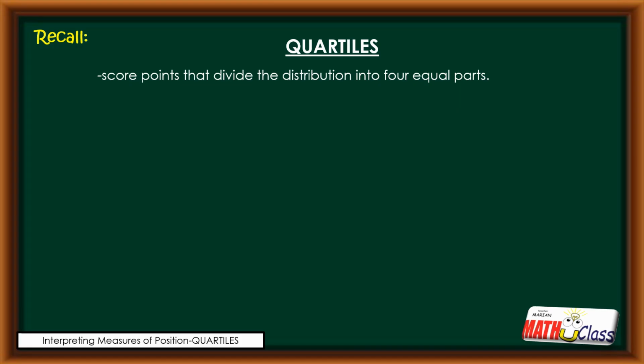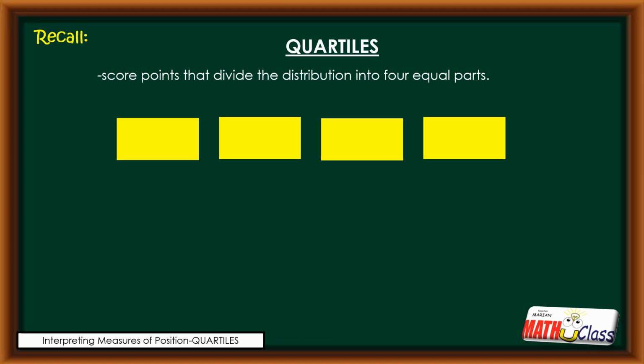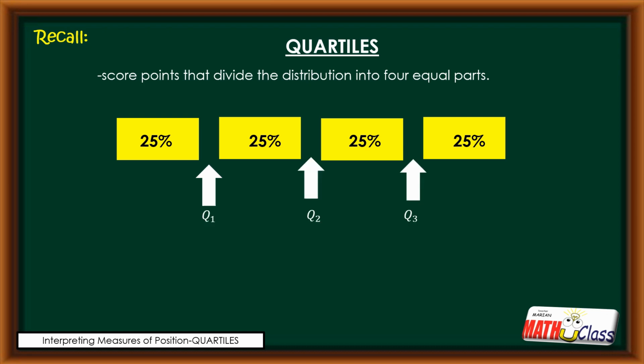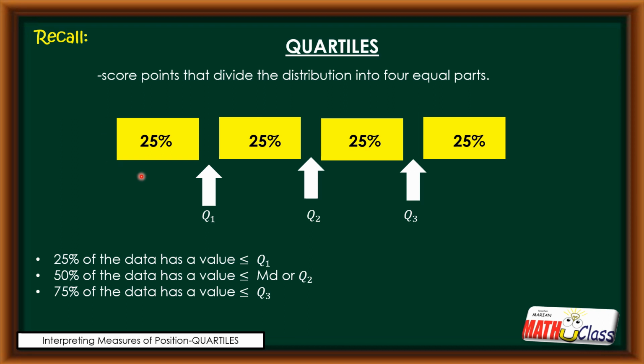First, let us recall that the quartiles are the score points that divide the distribution into 4 equal parts. Each part represents 1/4 or 25% of the data set. In this illustration, if we look at it going this way from left to right or from lowest to highest, we can say that 25% of the data has a value less than or equal to Q1. 50% of the data has a value less than or equal to the median or Q2. 75% of the data has a value less than or equal to Q3.